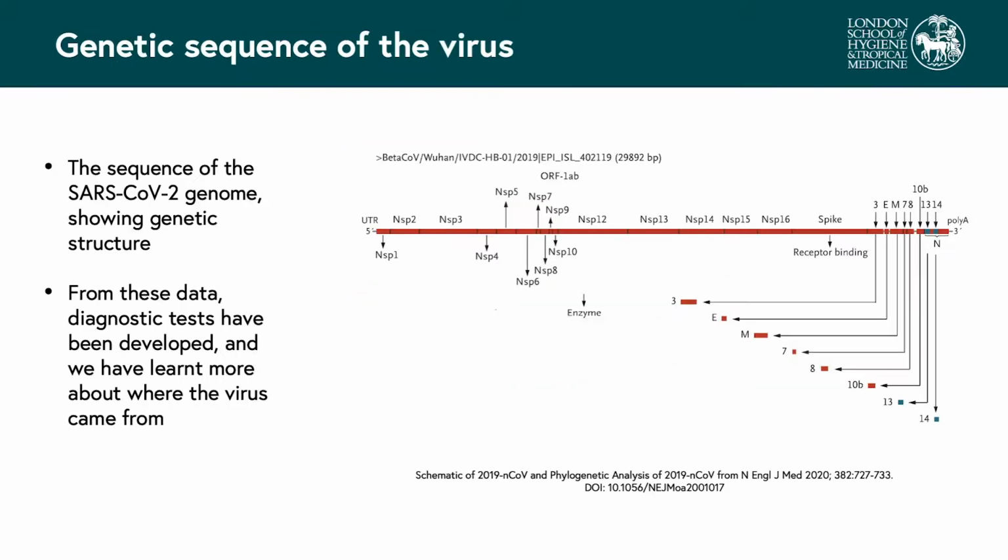And this is a 30,000 base pair genome that you can see, which is pretty large for viruses. And if you look along all those gene names, you might recognize the spike protein, which is the receptor binding and how the virus enters human cells.